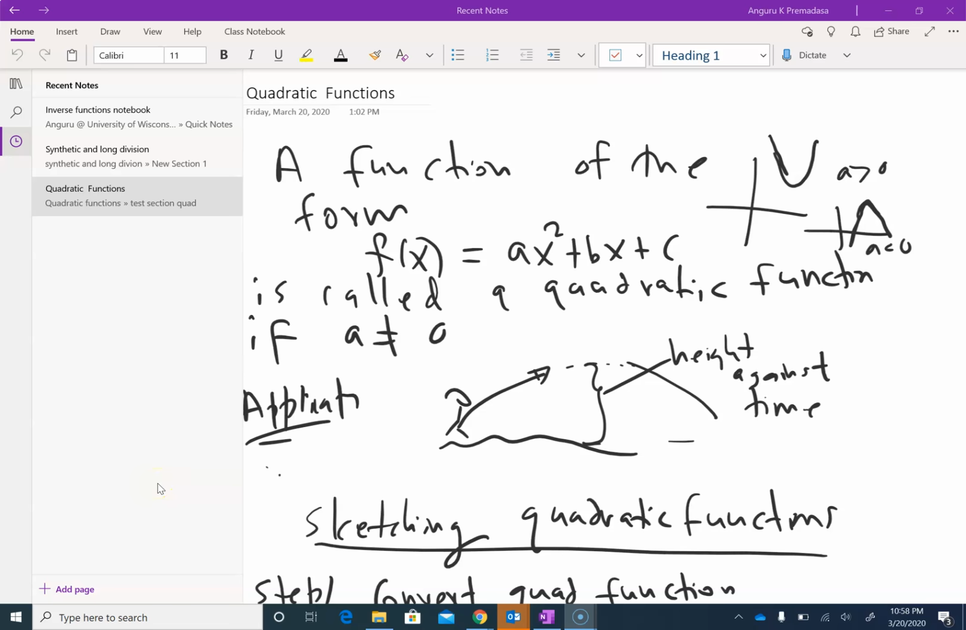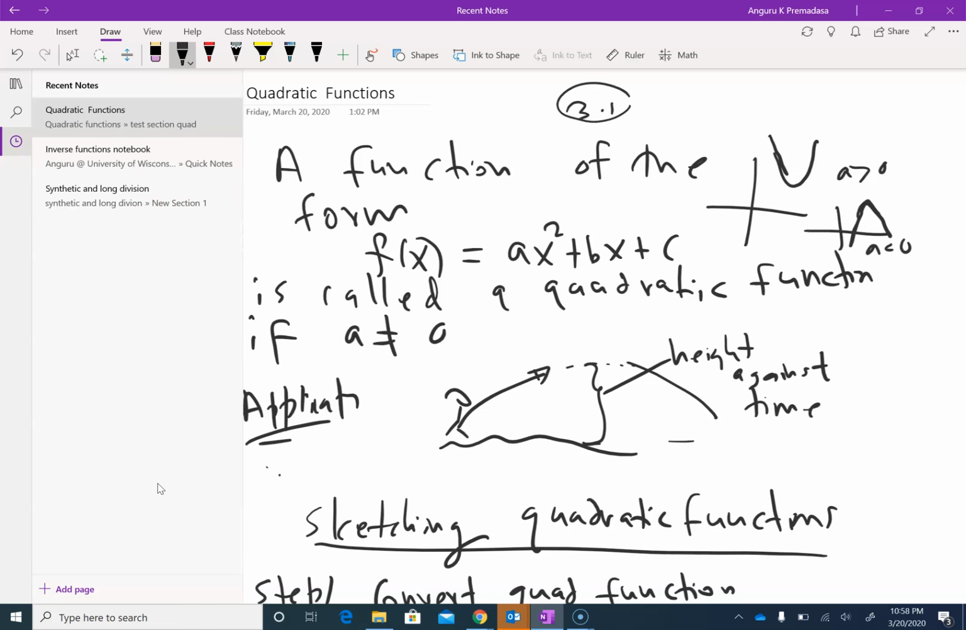So this is my video on section 3.1, which is on quadratic functions. Now we did quadratic equations before. We actually learned how to solve a quadratic equation using three methods. But now we are actually looking at it as a function. So the only difference is that we do have the equation, but now we are thinking of it as a function where there's an input x and this is the output.